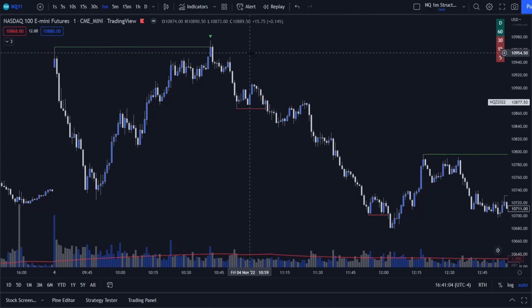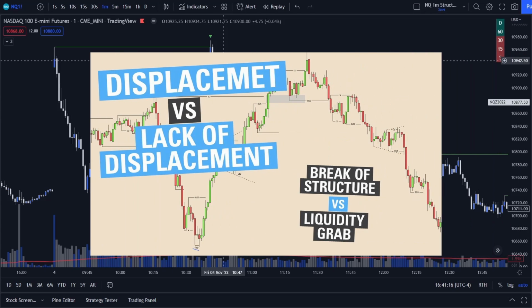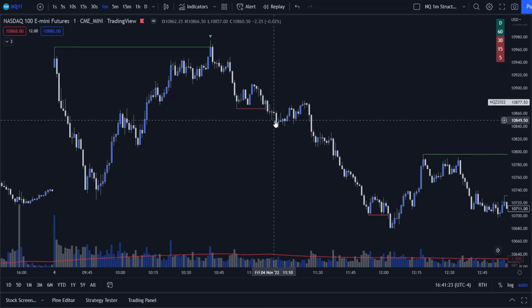But again, really what this comes down to is this idea of a lack of displacement. So you see a break of structure, but price is not holding above and closes back below pretty quickly. And my buddy T-Trays just made a video on this, so I'll link that here for you guys to watch. But it's a very important concept to understand when you're looking for these types of setups.